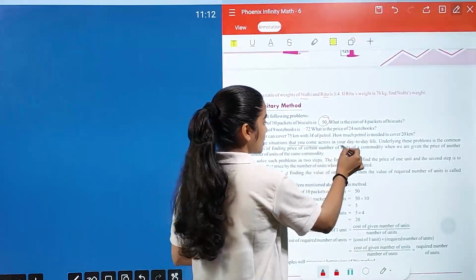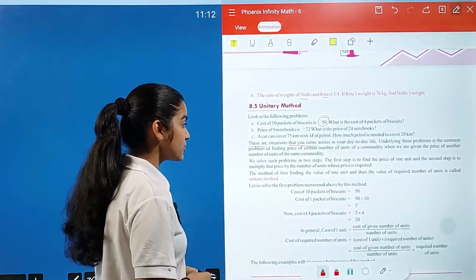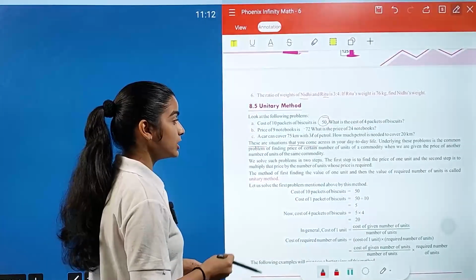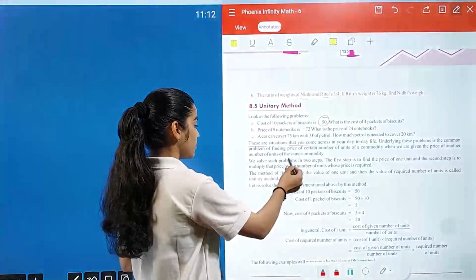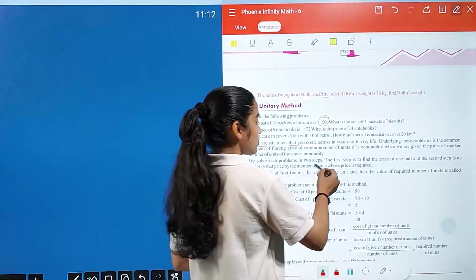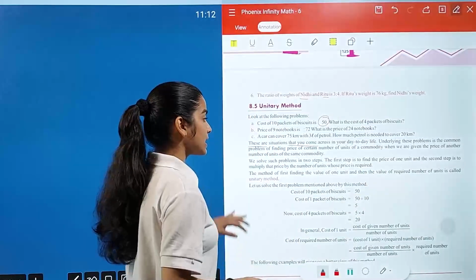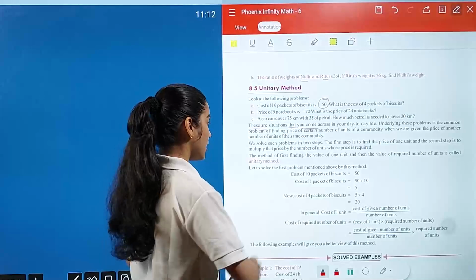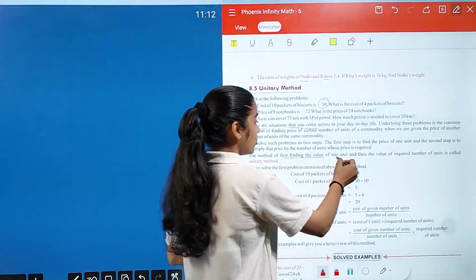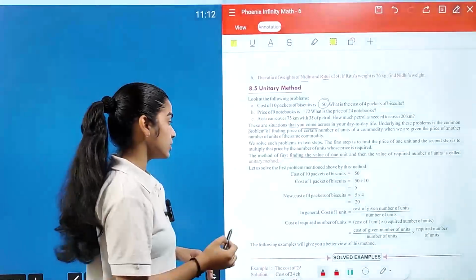So these are situations that you come across in your day-to-day life. Underlying these problems is the common problem of finding the price of a certain number of units of a commodity when we are given the price of another number of units of the same commodity. So we solve such problems in two steps. The first step is to find the price of 1 unit, and the second step is to multiply that price by the number of units whose price is required. The method of first finding the value of 1 unit and then the value of the required number of units is called the unitary method.